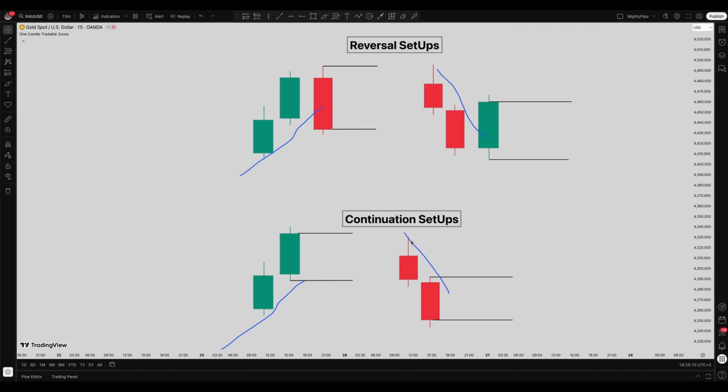So guys, without wasting time, let's go onto the screen and let's get started. I'm going to show you what you need to know to trade the one candlestick strategy correctly. In the one candlestick strategy, we have reversal setups and we also have continuation setups.